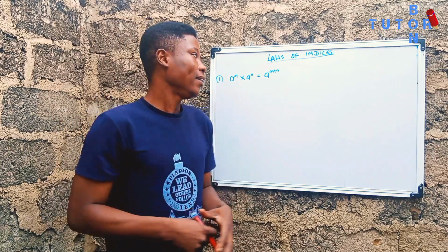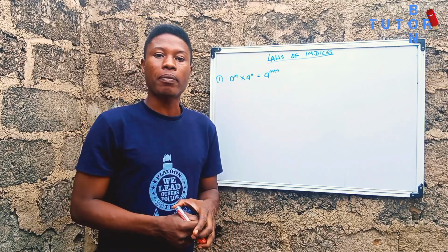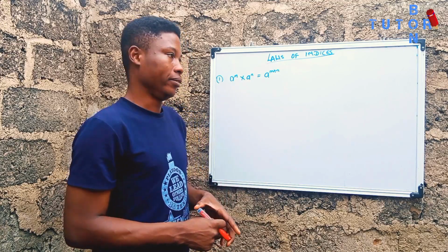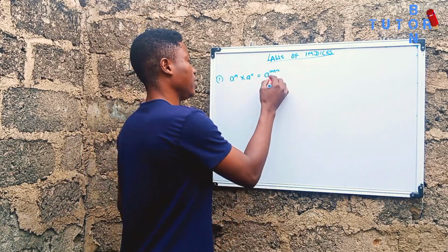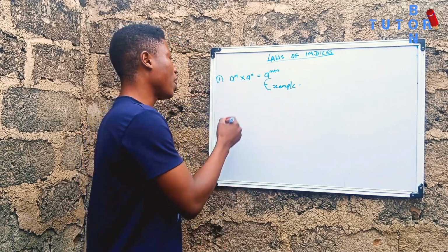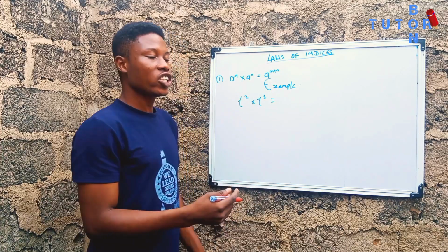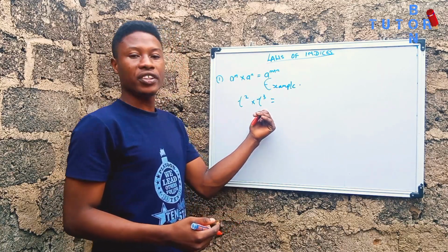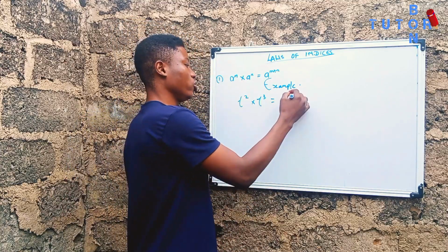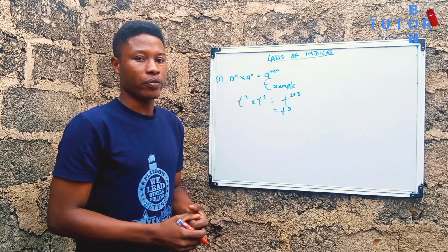Welcome back. Let's pick the first law. The first law says a raised to power m multiplied by a raised to power n is equal to a raised to power m plus n. What this means is, let's use an example to explain this. Let's say you have t raised to power 2 multiplied by t raised to power 3. It means you are picking one of these t and you are adding the power together. That is 2 plus 3, and you have t raised to power 5.